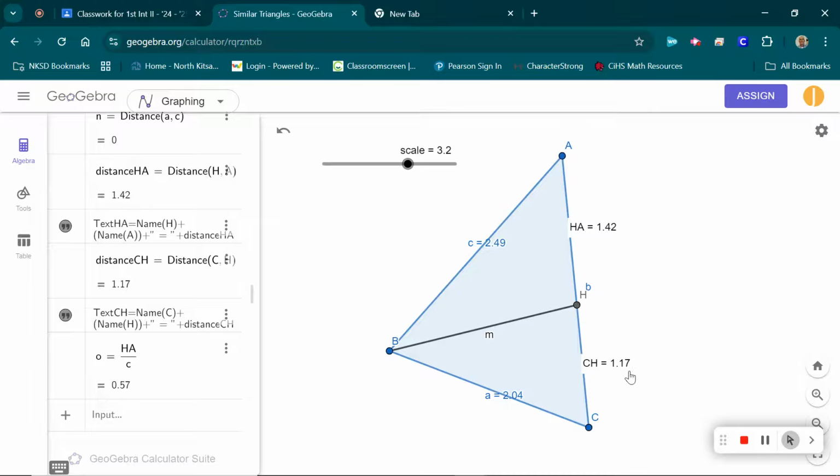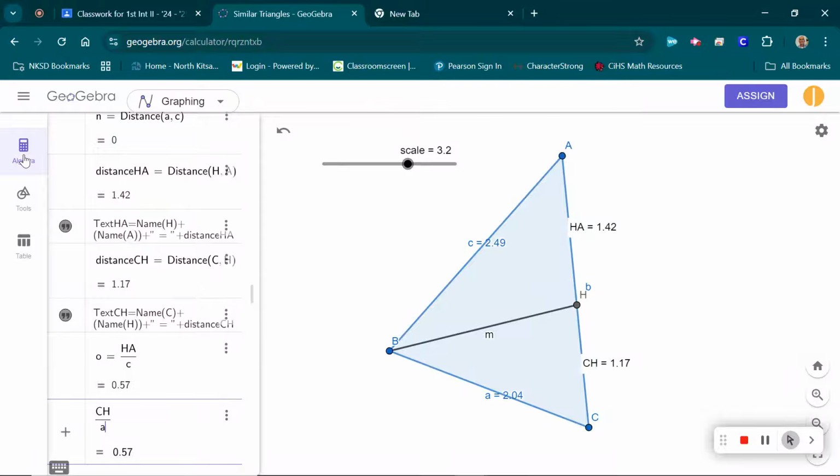All right, let's try that again. Let's go CH divided by A. Okay, so let's see what happens there. CH divided by A. What? The same ratio. Now that's kind of shocking, right? That's really shocking in my opinion.